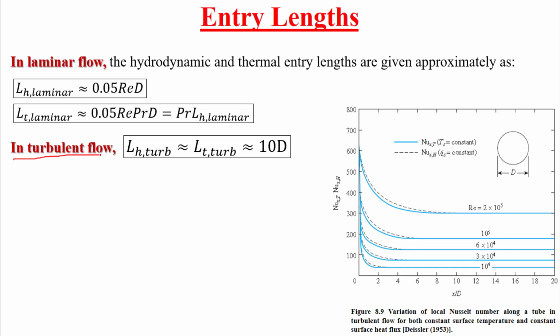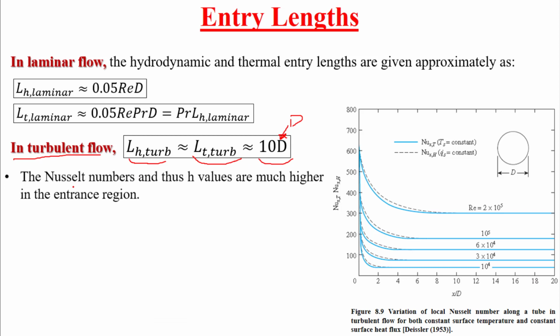For the turbulent flow, LH, the hydrodynamic entrance length, and LT, the thermal entrance region, are equal to 10 multiplied by diameter, 10 diameter. And it's mainly a function of diameter only, not of the Reynolds number. The Nusselt number and h values are much higher in the entrance region. So here in this diagram, we have x divided by D, dimensionless, location divided by diameter, and here we have Nusselt number for hydrodynamic and Nusselt number for thermal.